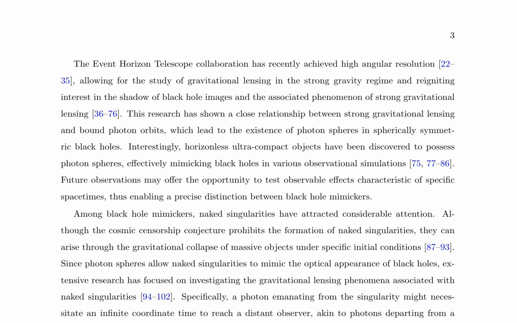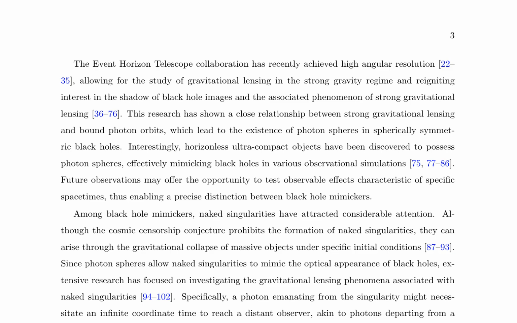The Event Horizon Telescope's high angular resolution has enabled the study of strong gravitational lensing and the shadow of black hole images, rekindling interest in the relationship between lensing and bound photon orbits. In spherically symmetric black holes, this connection leads to the existence of photon spheres. Horizonless ultra-compact objects, which mimic black holes, also possess photon spheres.